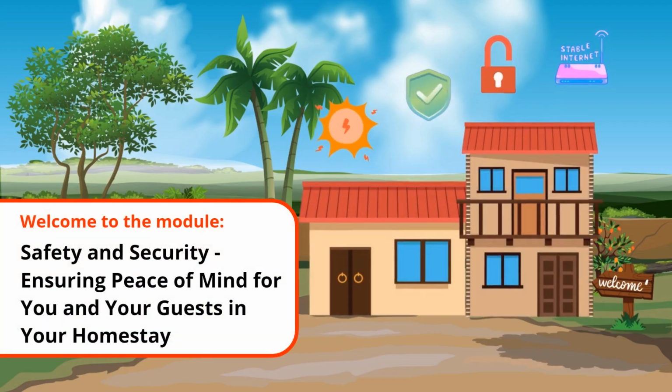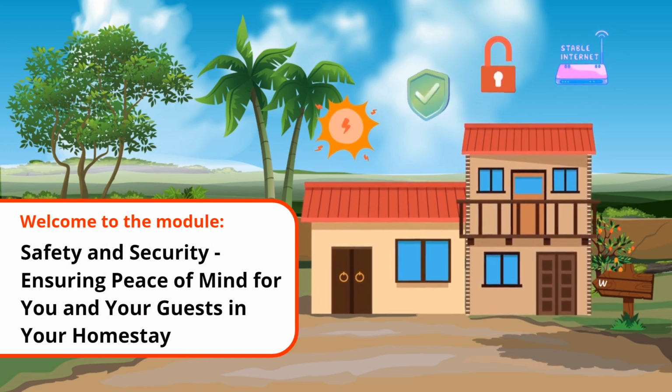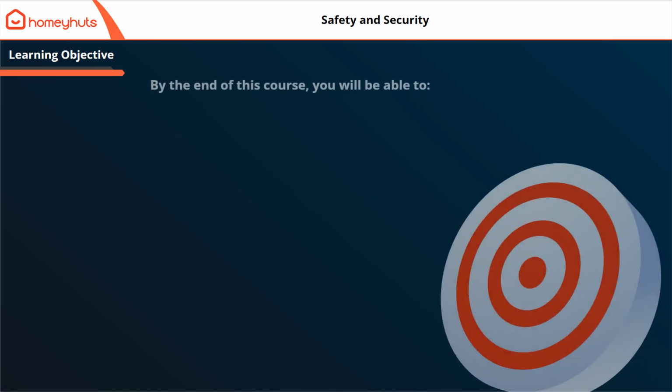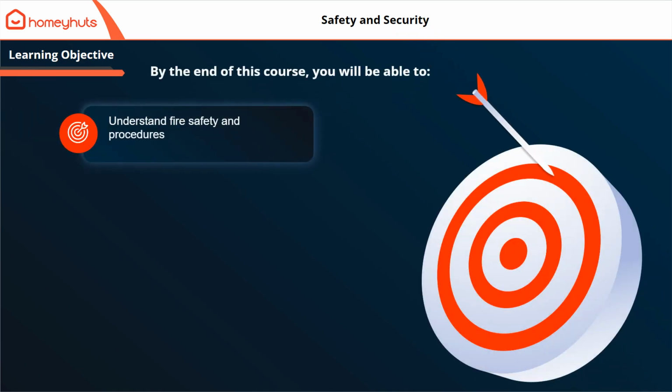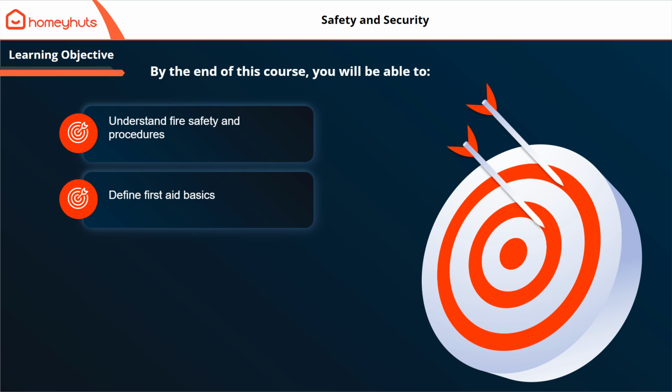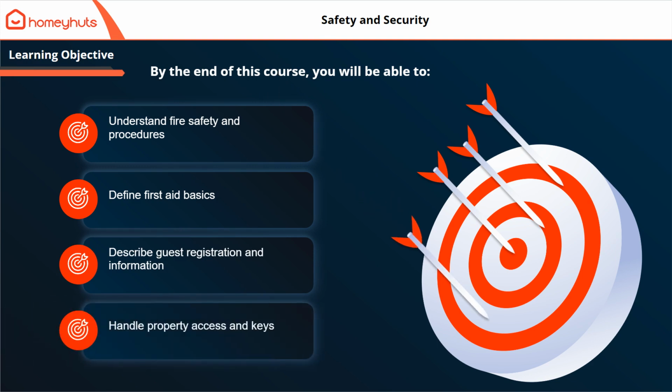Welcome to the web-based training on safety and security, ensuring peace of mind for you and your guests in your homestay. By the end of this course, you will be able to understand fire safety and procedures, define first aid basics, describe guest registration and information, and handle property access and keys.